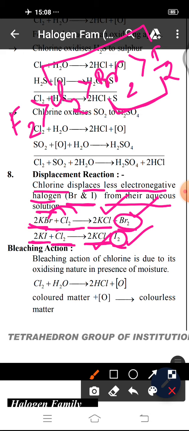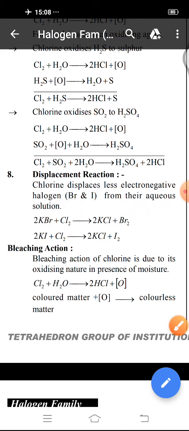Displace means this: the chlorine halogen occupies the position of bromine, displacing it from its position and taking its place, and it also displaces iodine from its position and occupies its position. So these are the equations of displacement reaction.